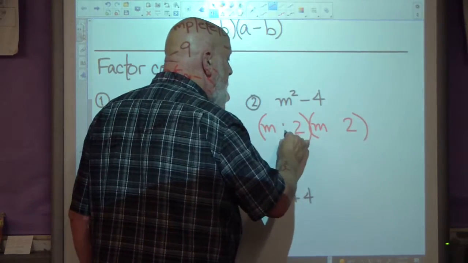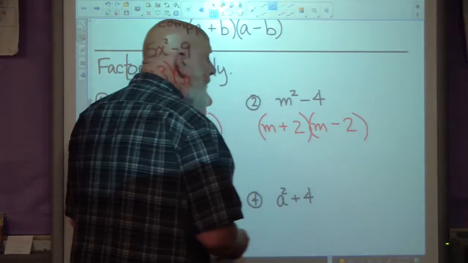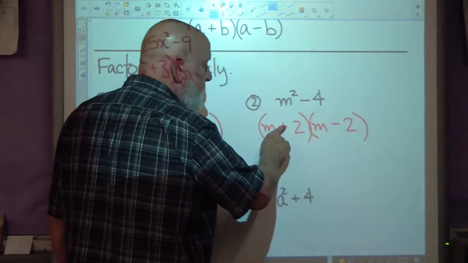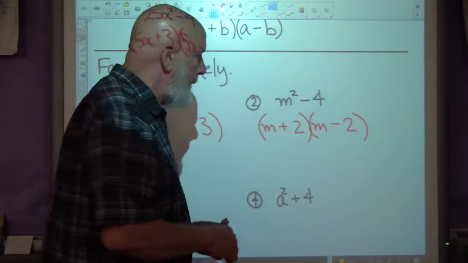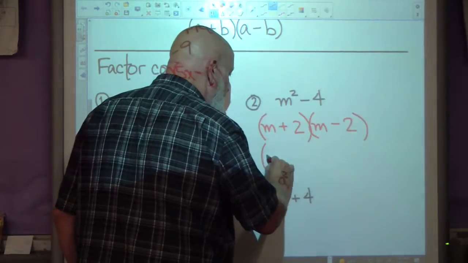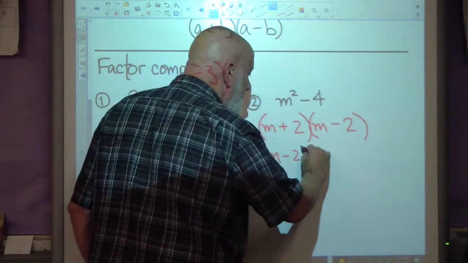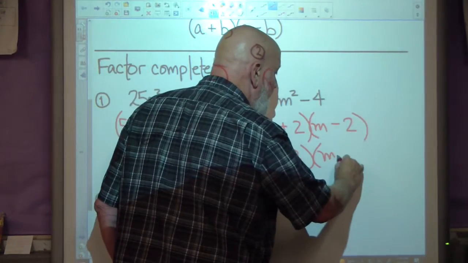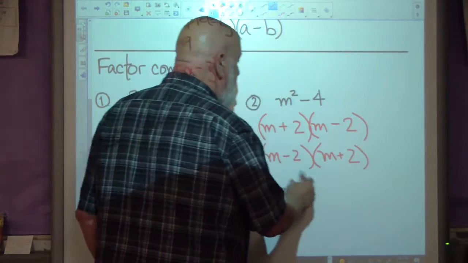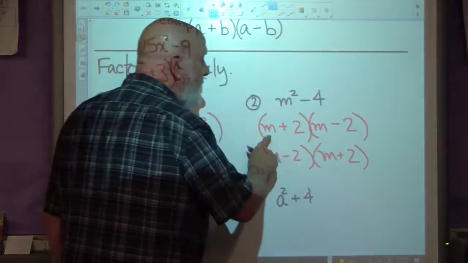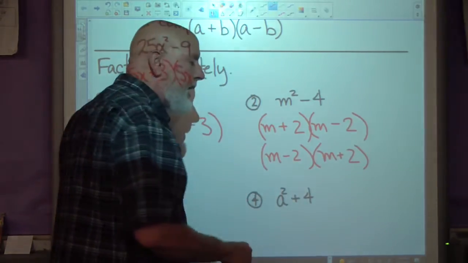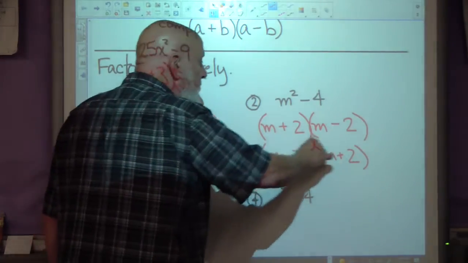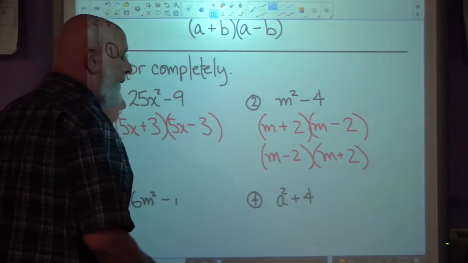Follow the pattern. Make one positive, make the other negative. And it doesn't matter which one comes first. You could make this one negative and this one positive. I just like to go plus minus because that's how I've always done it. You could write it like this if you wanted to. But I'd write it like this, but if you write it like this on your scratch paper and you see this in your multiple choice setting, that's fine. Both of these are correct. Okay.